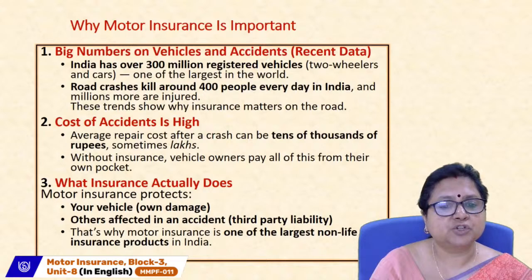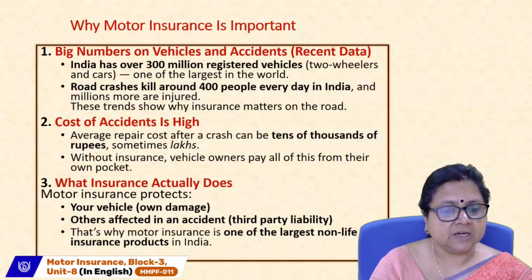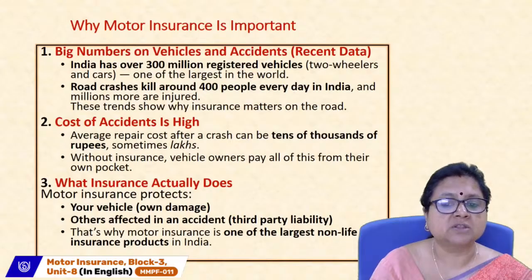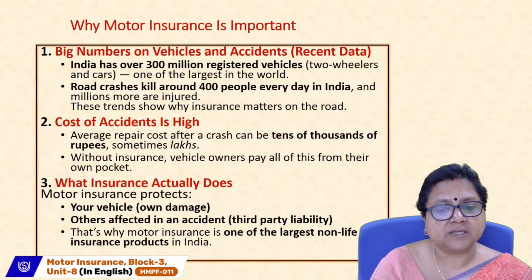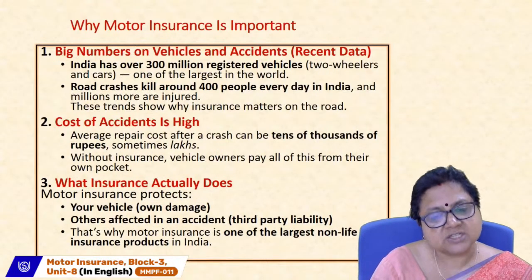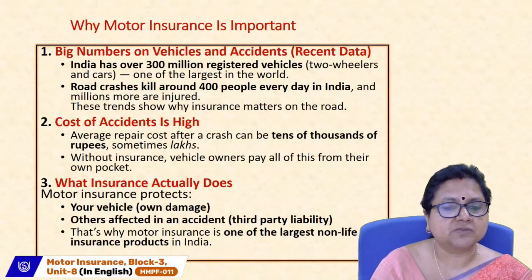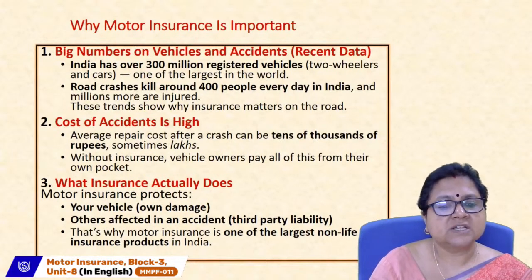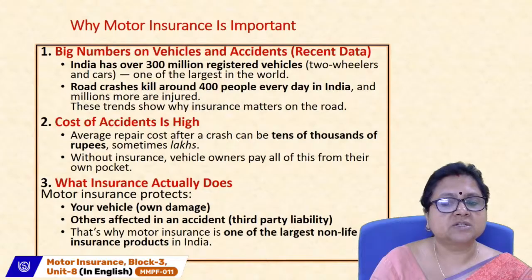So now what does the insurance actually do? Motor insurance protects one's own vehicle. It also protects the other person affected in an accident, which we had talked about, the third party liability. If one vehicle crashes into any person on the road, that person becomes the third party. The insurance company will pay for the damage to the third party, and that is known as third party liability.